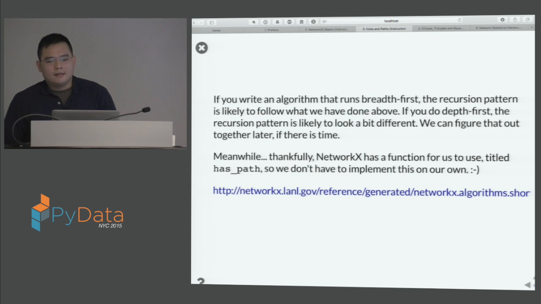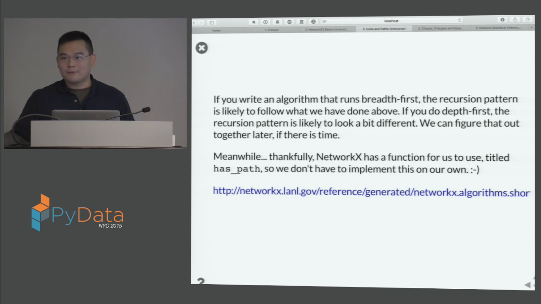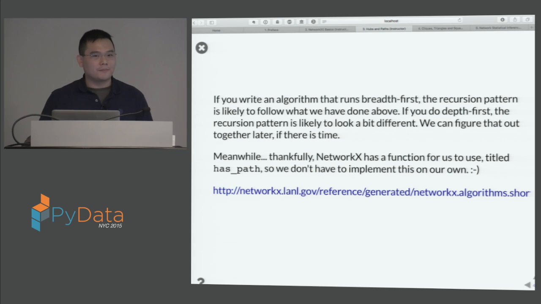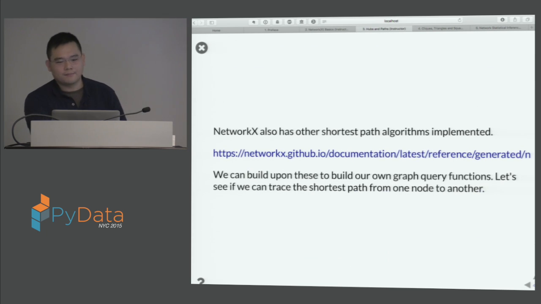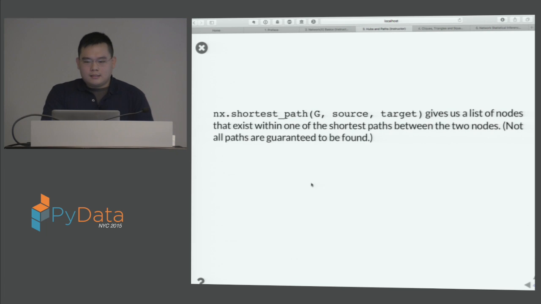All right. So I will admit this was a bit of a bait and switch. This algorithm has already been implemented in NetworkX, and likewise, a lot of these algorithms have also been implemented in NetworkX. So you don't have to implement a lot of these things yourself. NetworkX has taken care of them. If you do nx.has_path on G, 18, 5, you get the same result there.